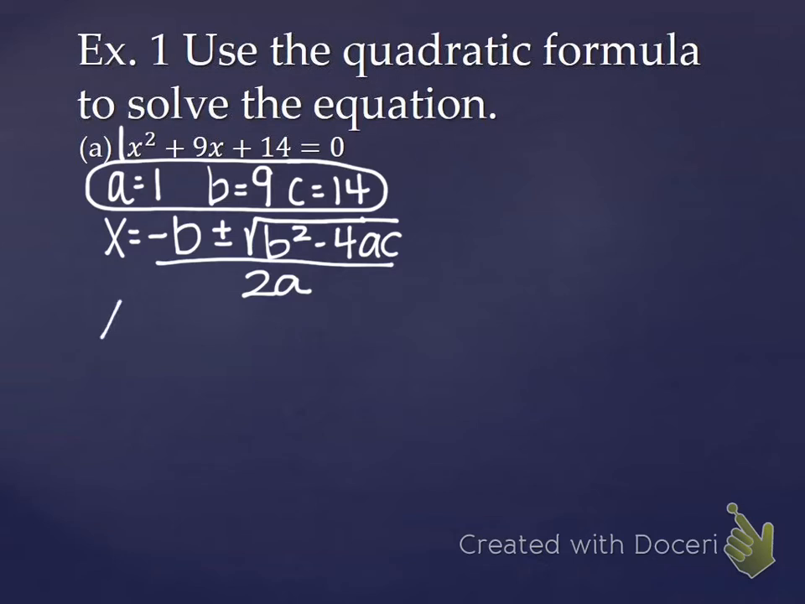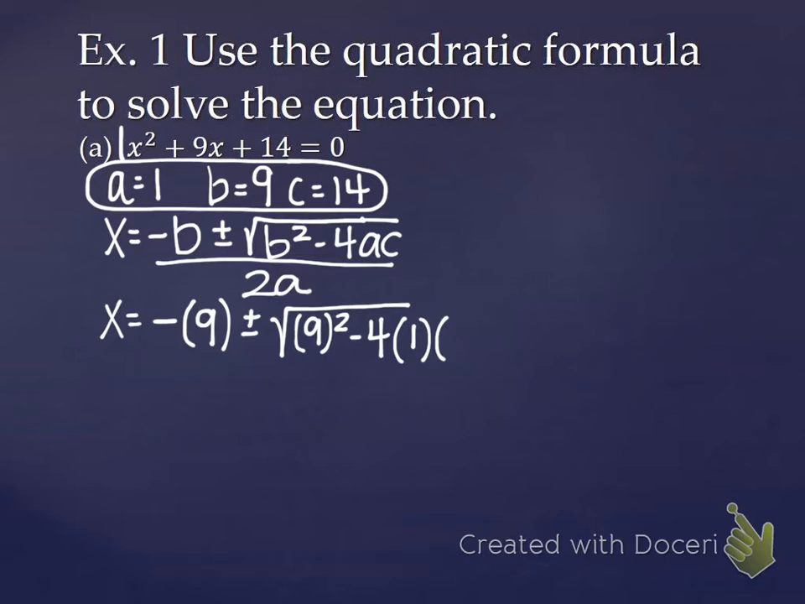Now, let's plug those values in. I want everybody telling me as we go through this what values we're plugging in. So we have the opposite or negative. What are we plugging in for b? 9. Plus or minus the square root of. What's going in place of b? 9. Notice everything's going in parentheses. What's going in place of a? 1. And what's going in place of c? 14. All right, we'll pull that radical sign over.